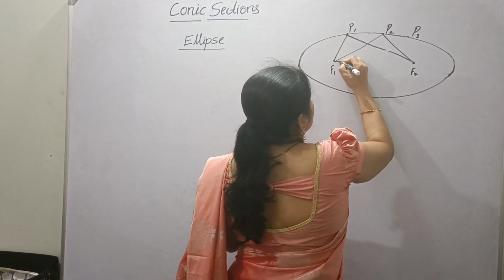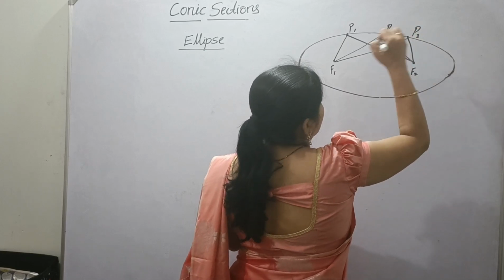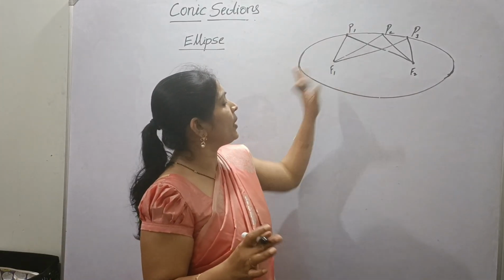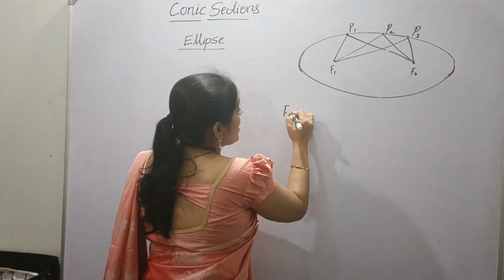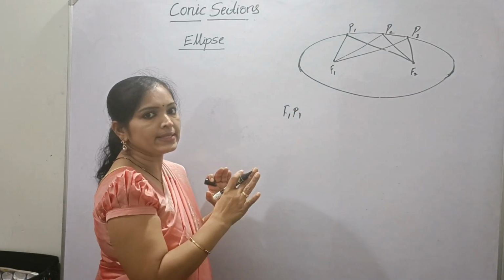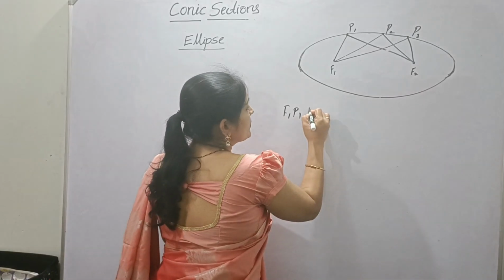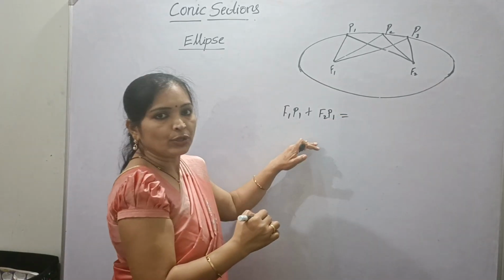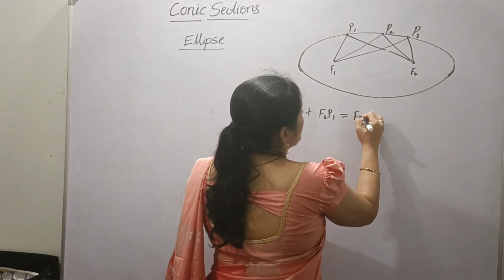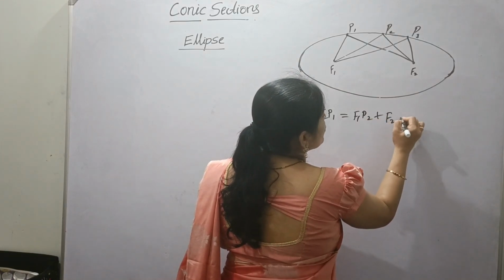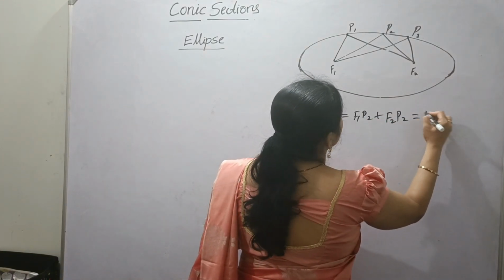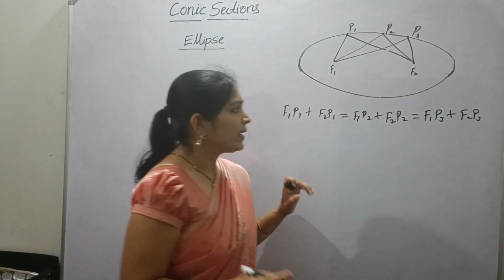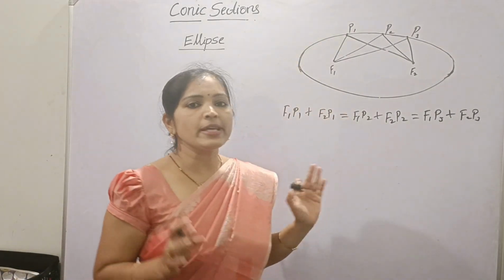Here also, F1P3 plus P3F2. So the sum of the distances F1P1 plus F2P1 should be equal to F1P2 plus F2P2, which is equal to F1P3 plus F2P3. That means all these sums should be the same in an ellipse.